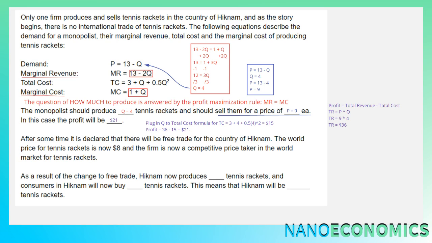So after some time, it is declared that there will be free trade for the country of Hicknam. The world price for tennis rackets is now $8, and the firm is now a competitive price taker in the world market for tennis rackets. So as a result of the change to free trade, Hicknam now produces how many tennis rackets? And consumers in Hicknam will now buy how many tennis rackets?